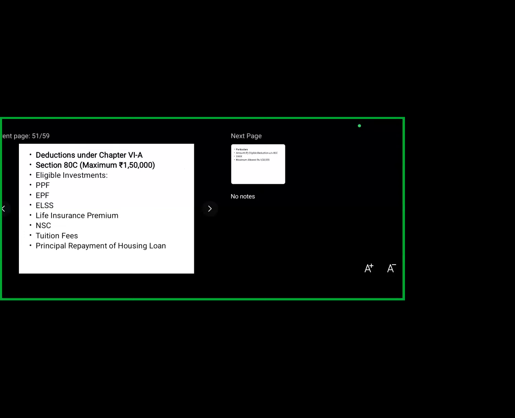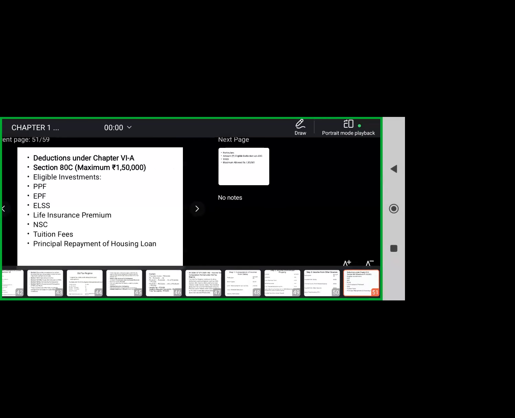80C, chapter 6A. So which are the actual deductions available? The deduction under 80C is the amount you have invested or 1,50,000, whichever is minimum. If I have invested under section 80C only 85,000, even though the limit is 1,50,000, I cannot claim 1,50,000. I have to claim a deduction of only 85,000.